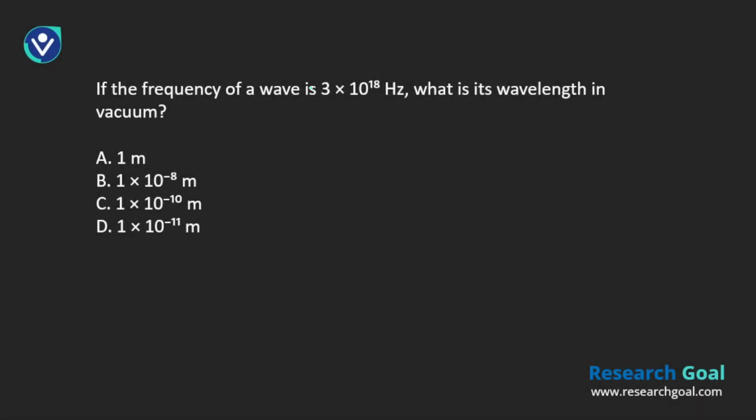If the frequency of a wave is 3 multiplied by 10 to the power 18 hertz, what is the wavelength in vacuum? Very good, very simple numerical based MCQ question. Option A is 1 meter. Option B, 1 into 10 to the power minus 8 meters. Option C, 1 into 10 to the power minus 10 meters. And then option D, 1 into 10 to the power minus 11 meters.